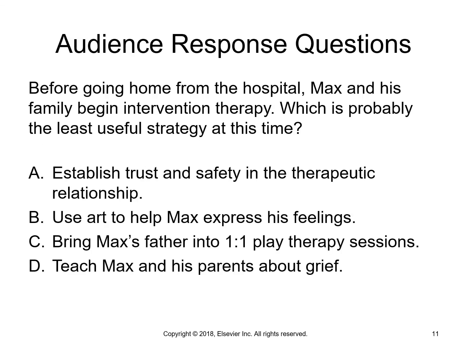Before going home from the hospital, Max and his family begin intervention therapy. Which is probably the least useful strategy at this time? Establish trust and safety in the therapeutic relationship. Yes. Use art to help Max explore his feelings. Yes. Bring Max's father to one-to-one play therapy sessions. Not really. Teach Max and his parents about grief. Yes. So C is the wrong answer, because the father was involved in the trauma here. It is not appropriate initially to bring the father into one-to-one play therapy sessions.